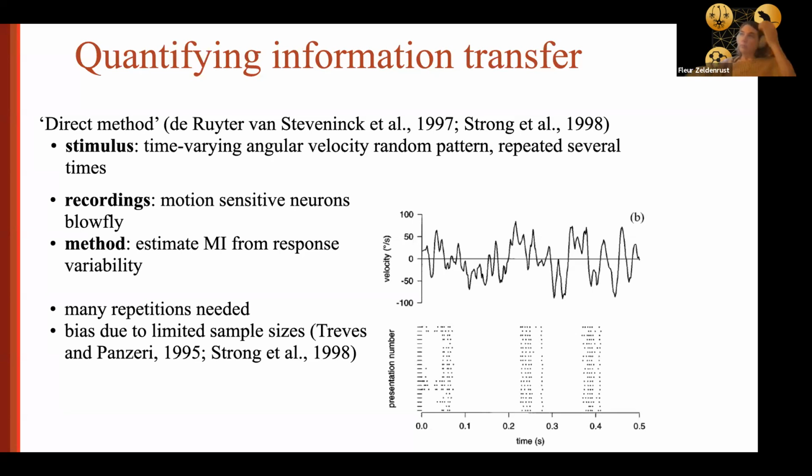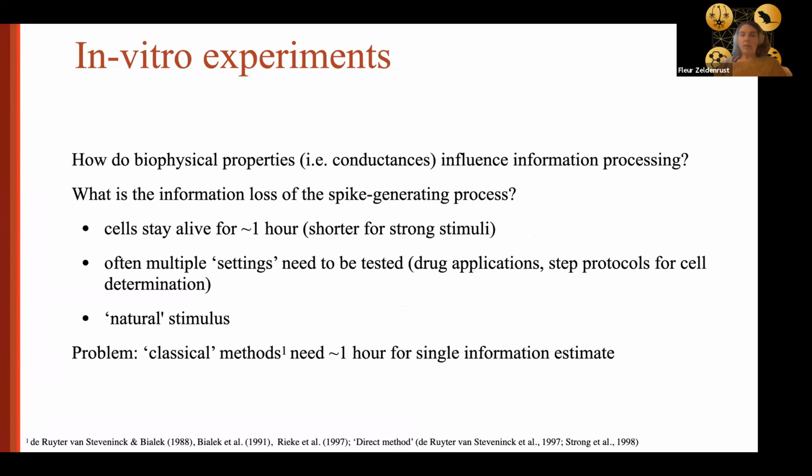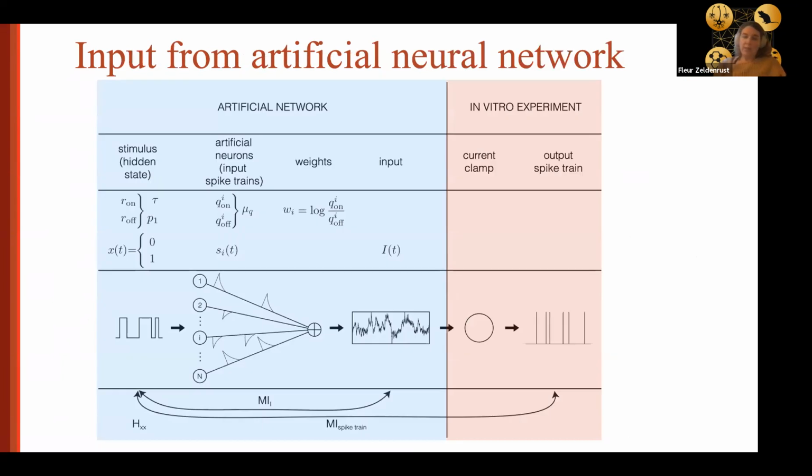Then again, basically from the signal to noise ratio, you can estimate how well you can deduce the input from the stimulus. But again, you need about 1 hour of recording, so we still have the same problem. This is the setting where we started: classical methods need about 1 hour for a single information estimate, and we cannot do that because then our cell is dead.